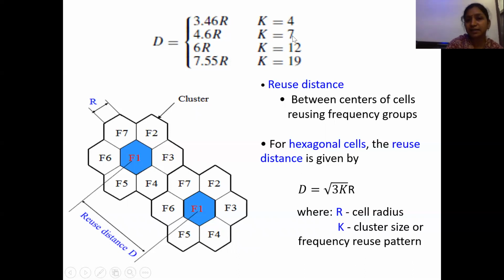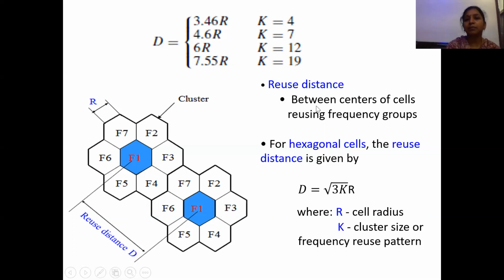So when the cluster size is 7, the distance is 4.6 into R. Here R is the radius of the cell. If the cluster size is 12, the distance we have to maintain between the two frequencies is 6 R. We will call this distance the reuse distance because we are using the same frequency at a particular distance of 6 R. The cluster size is 12. And if the cluster size is 19, it is 7.55 R.